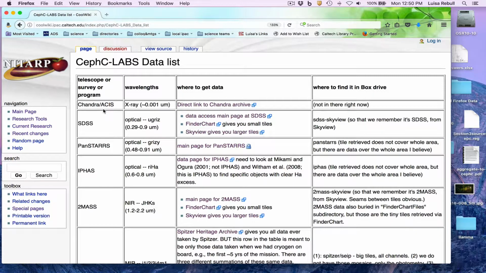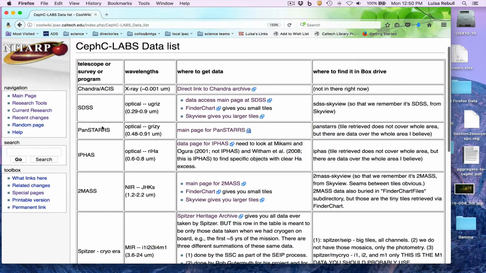So the Chandra ACIS data are X-ray data, but we're not going to work with the X-ray data, so I didn't put it in the box drive for you, but you can get it if you want from the original Chandra archive. Sloan is optical, UGRIZ bands. You can get it from Sloan directly, but I find their interface to be a little frustrating. So I like getting at it through the URSA tool called Finder Chart. It will give you small tiles. If you want a big tile, you need to use Skyview and be careful of the pixel sizes that you're selecting.